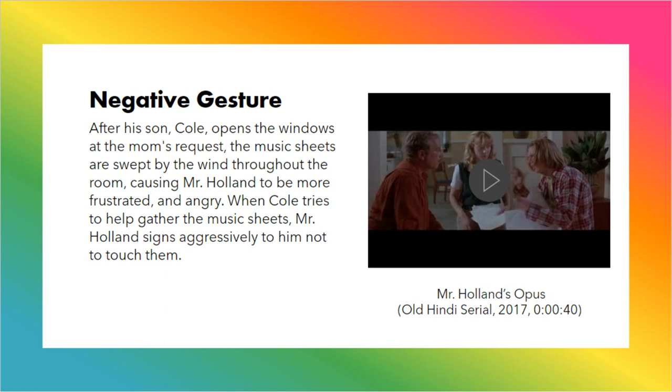The signing is aggressive by the way Mr. Holland signs to Cole fastly and harshly, and when he brings both hands and fingers together, he does not do so in a soft manner. He brings them together in a hard manner.